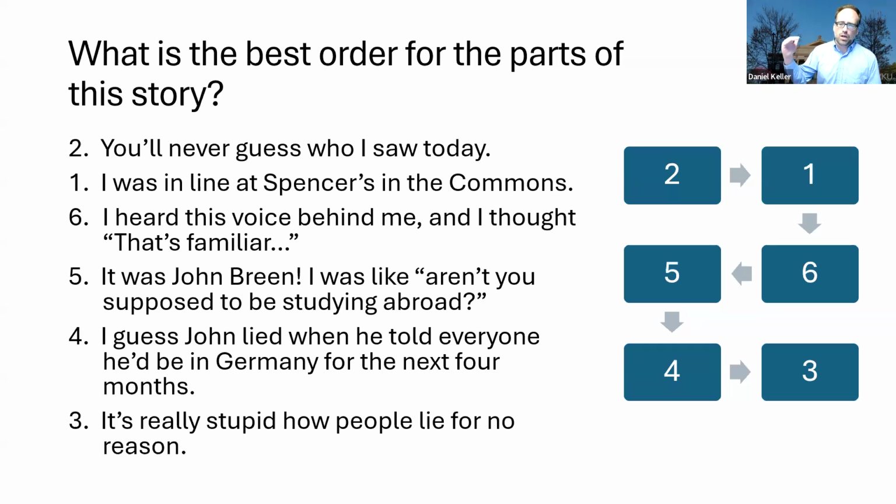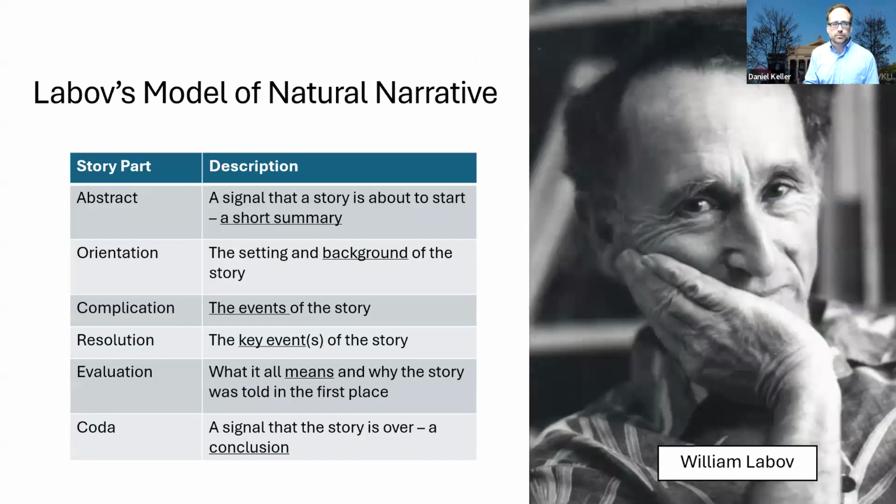Okay. So those are the different parts of the story, and they're each doing something a little bit different. You might not have put them into exactly this order. You might have a little bit of difference, but probably something very similar to this. Because what we see here is what William Labov, a linguist, called the model of natural narrative. There's a 6-part structure. Maybe you can quibble a little bit on how many parts there are, but we start with an abstract, which is just a signal that we're starting a story. Maybe it includes a bit of a summary, but it just says, okay, we're starting a story now.